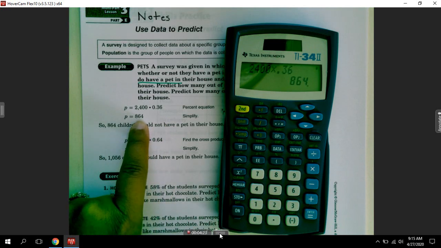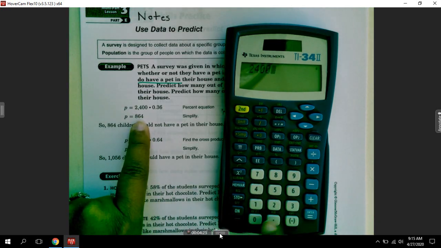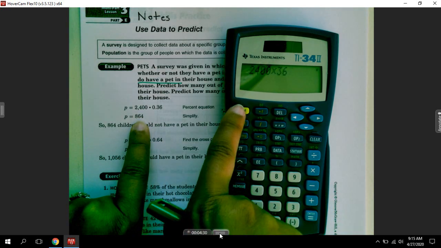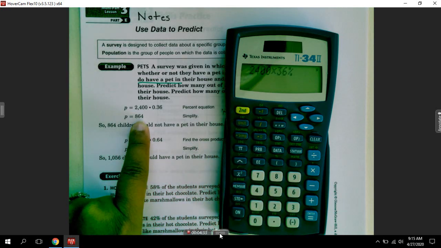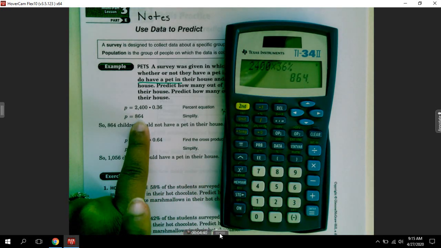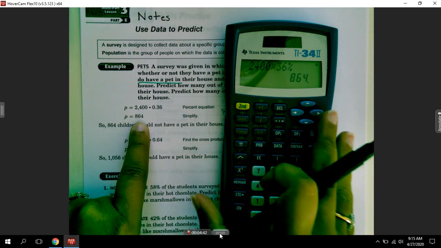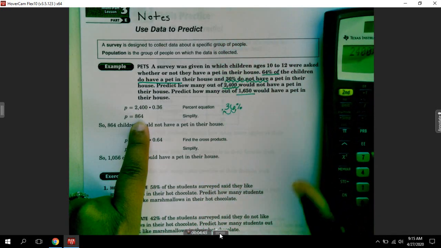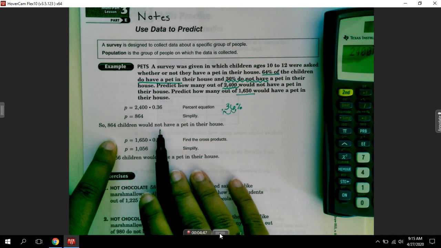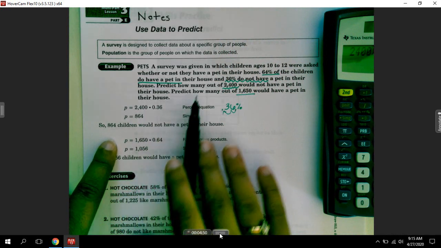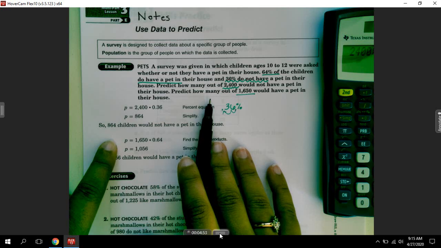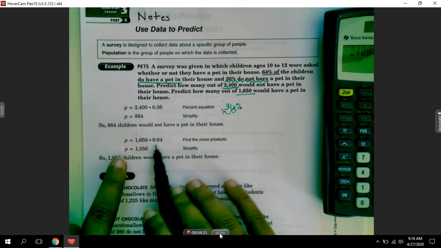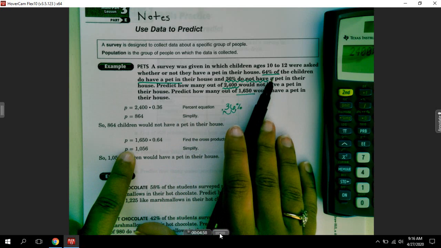Or if you prefer to use your percent sign, you can say 2,400 times 36%. I've got to do the second parenthesis button, and I'll pull up that percent sign. And you still get the same answer. Okay, so whichever you prefer, I do not care. I normally use my percent button in the calculator, and then it's just a little bit easier. So 864 children would not have a pet in their house. And then they also asked how many would have a pet in their house. So we're doing the same exact thing, but with different numbers.